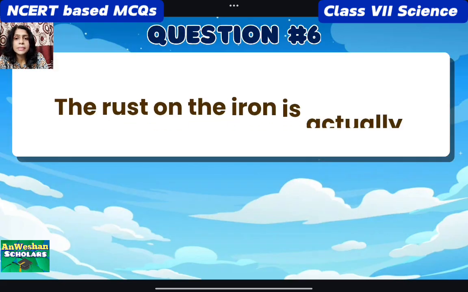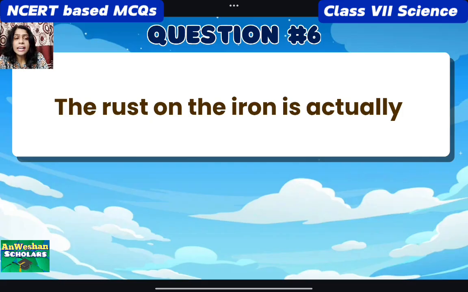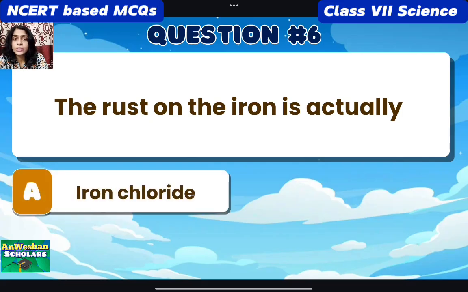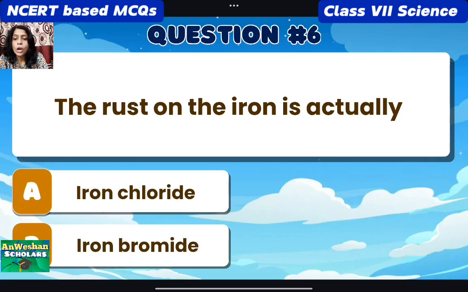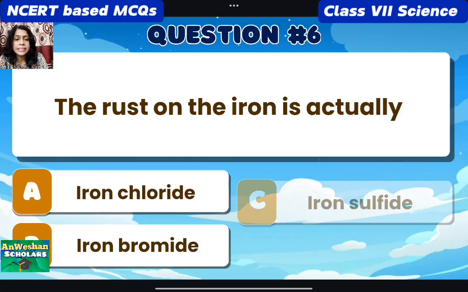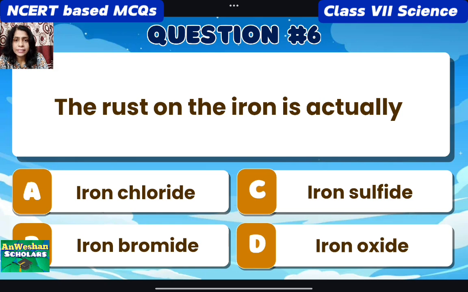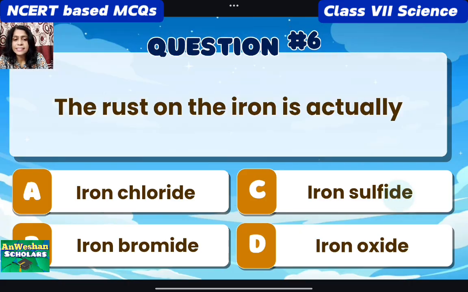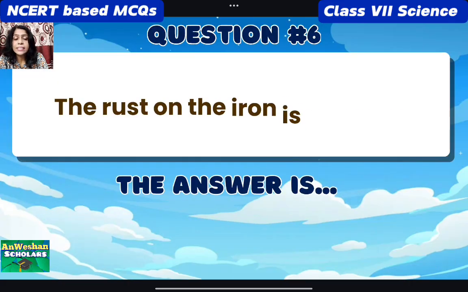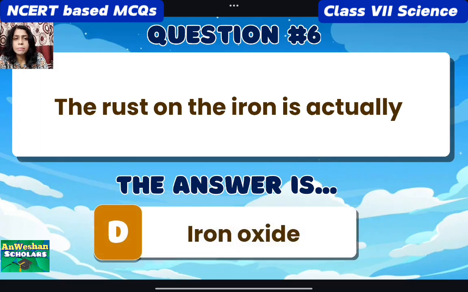Now, question number 6. The rust on the iron is actually option A, iron chloride. Option B, iron bromide. Option C, iron sulfide. Option D, iron oxide. The rust on the metal, which is the reddish brown deposit, is actually, yes, it is option D, iron oxide. Question number 7.